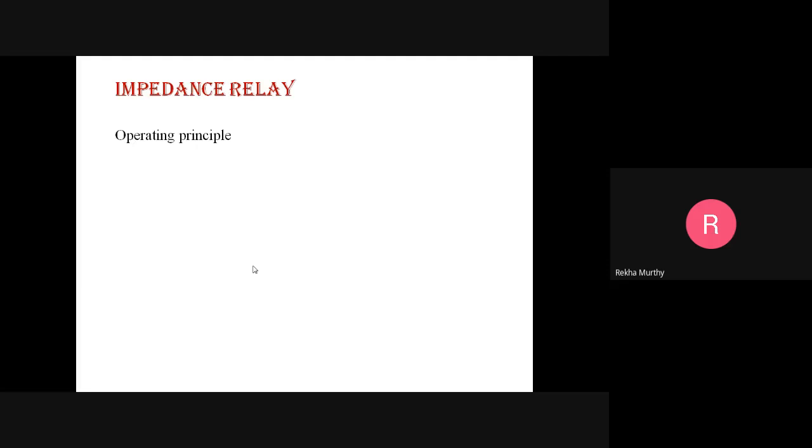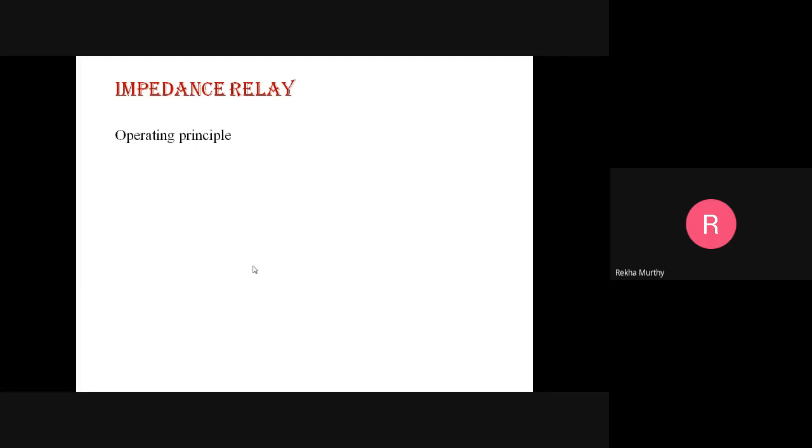line. Generally we know that the term impedance can be applied to a resistance alone, a reactance alone, or a combination of the two. But in distance relaying terminology, the term impedance includes both the resistance as well as the reactance. Now let us see what the operating principle of an impedance relay is.